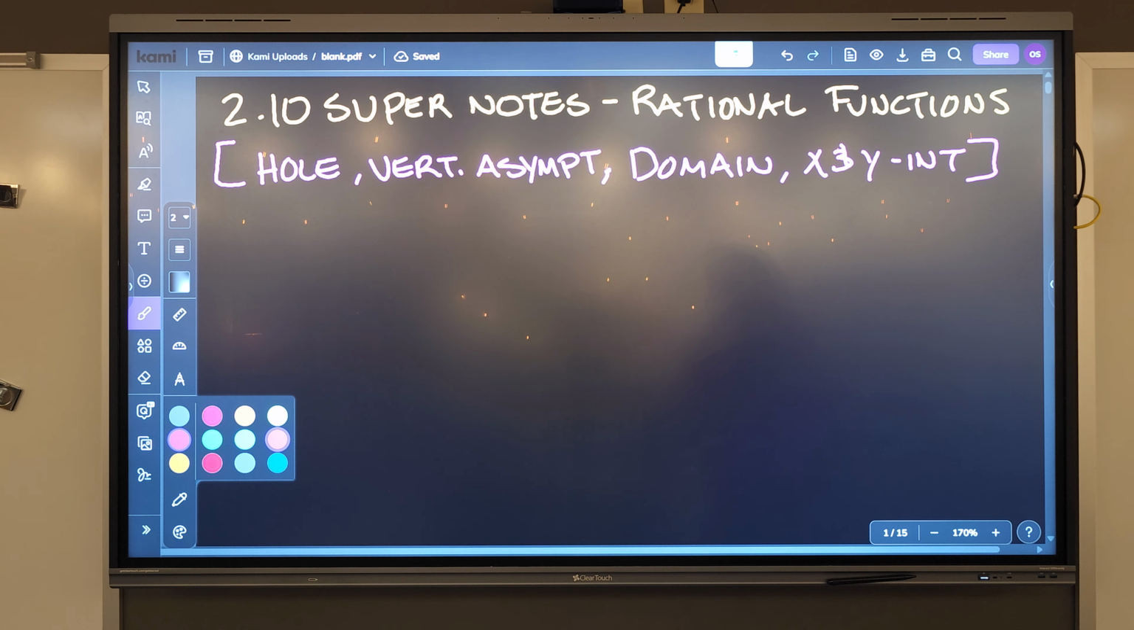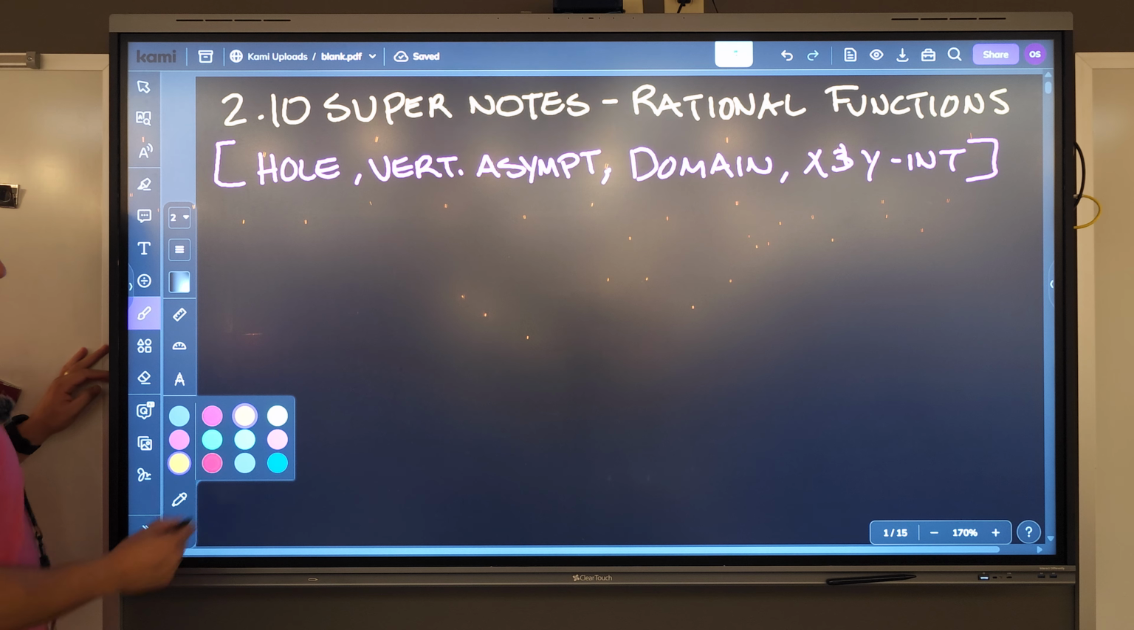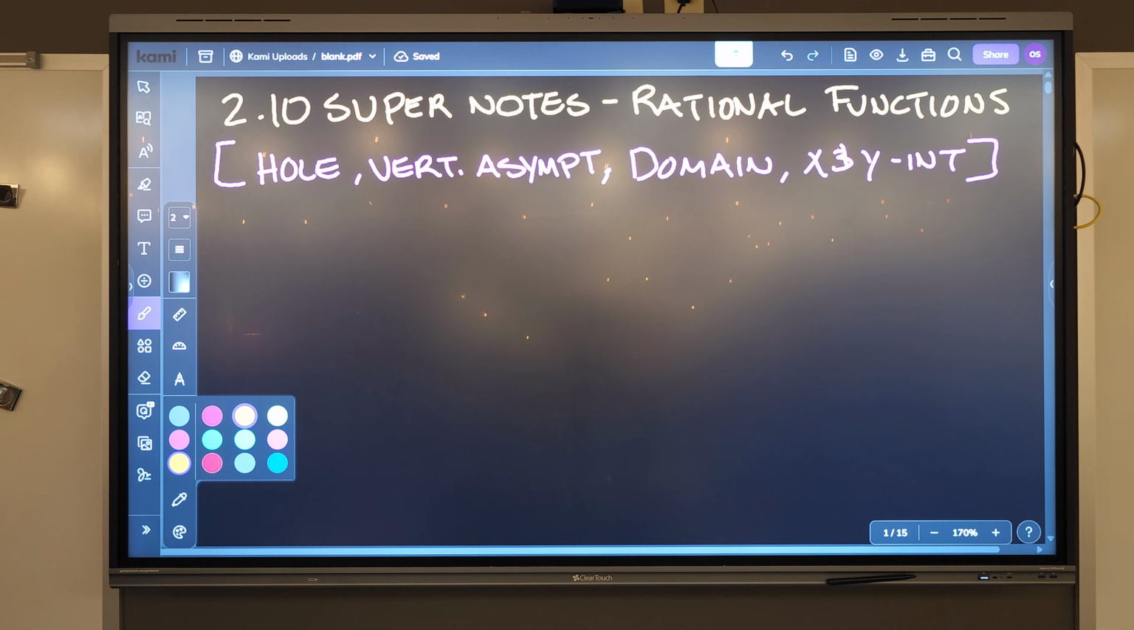Okay, so first things first. I first want to show you what's the difference. I want to give you my teacher glasses and show you how to spot them. What do they look like? Because they don't come with the title like, hey, this is a rational function. How can you tell them apart?